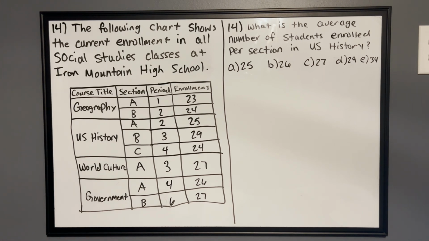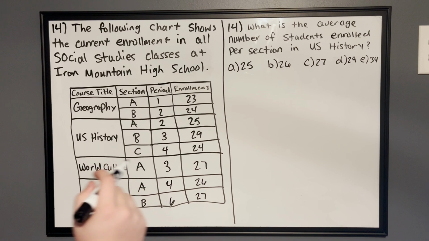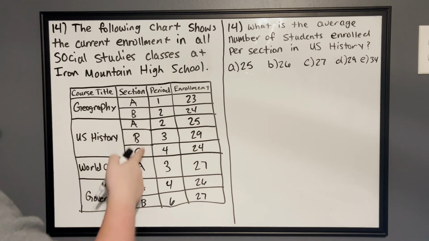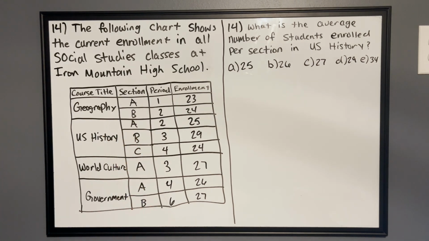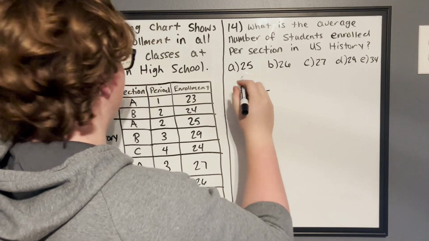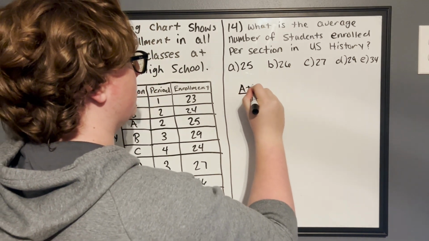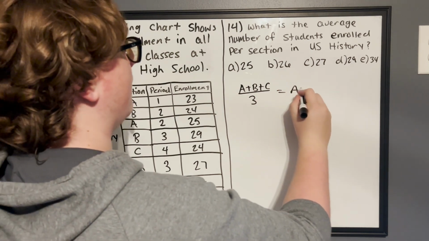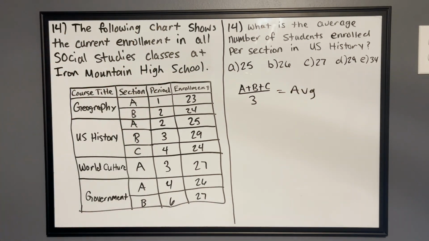But so question 14 says, what is the average number of students enrolled per section in U.S. history? So we have this whole U.S. history tab, and we want to find what is the average number of students enrolled per section. So we have 3 sections here. So to find the average, we're going to have to divide their total by 3. So we have section A plus section B plus section C divided by 3 is equal to their average. So we need to figure out what is the enrollment per section.